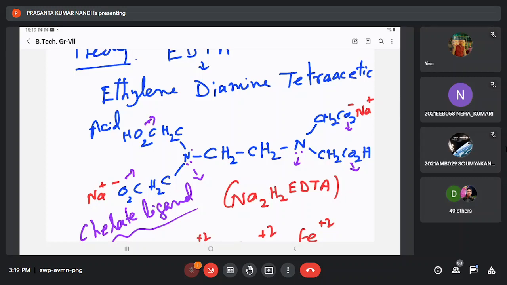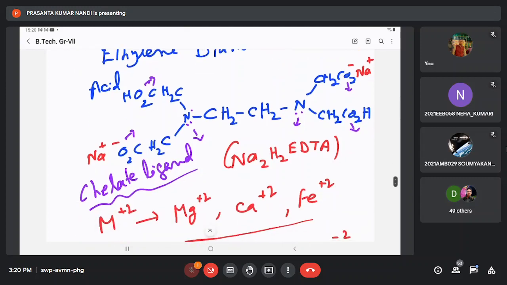So this is a chelate ligand, because if one or two bonds with the metal are ruptured by any means, then the other coordination sites will simultaneously hold this metal ion. So that's why these chelating ligands have the specific property that they can tightly bind with the metal ions.